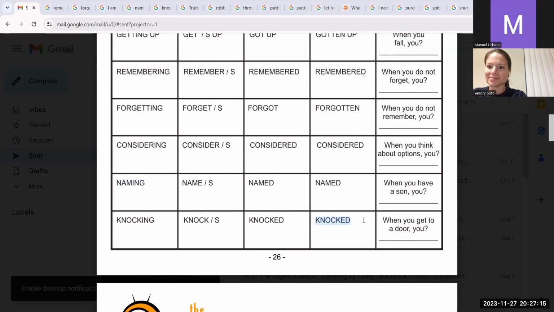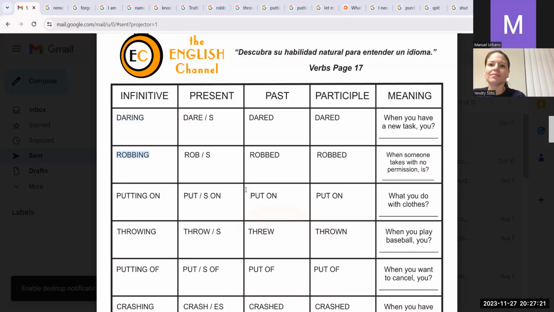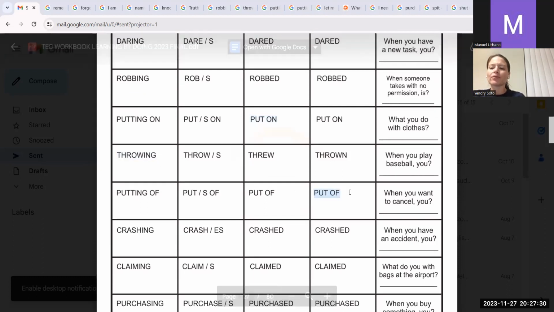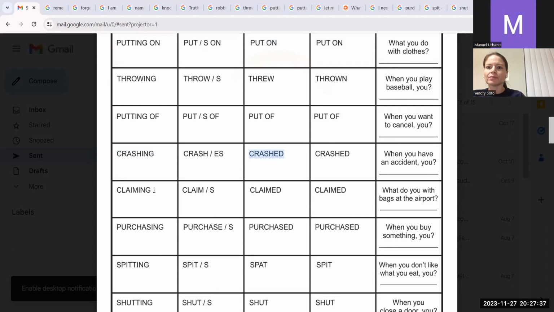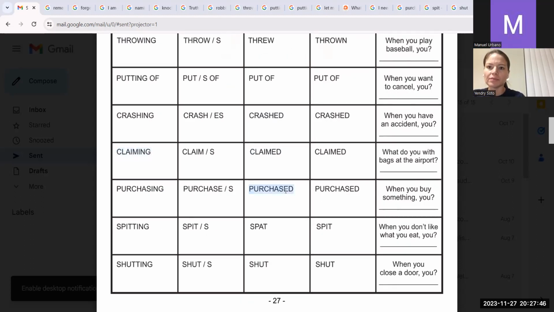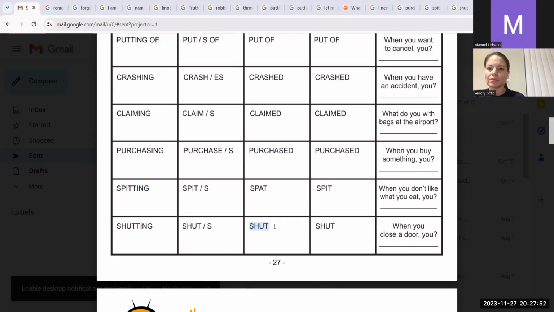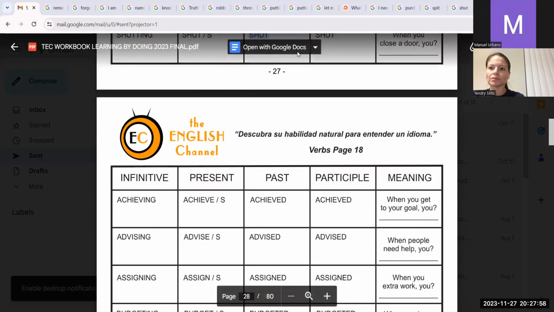Let's practice. Please repeat: knock, daring, robbing, put on, throwing, put off, crashing, crash, crashed, claiming, purchase, speeding, shot. Okay, so that's what that is. All right, very good.